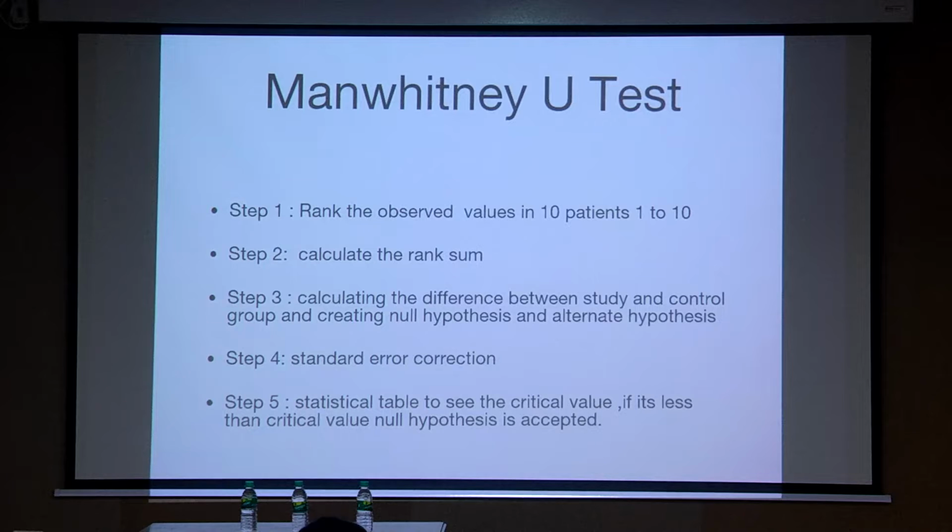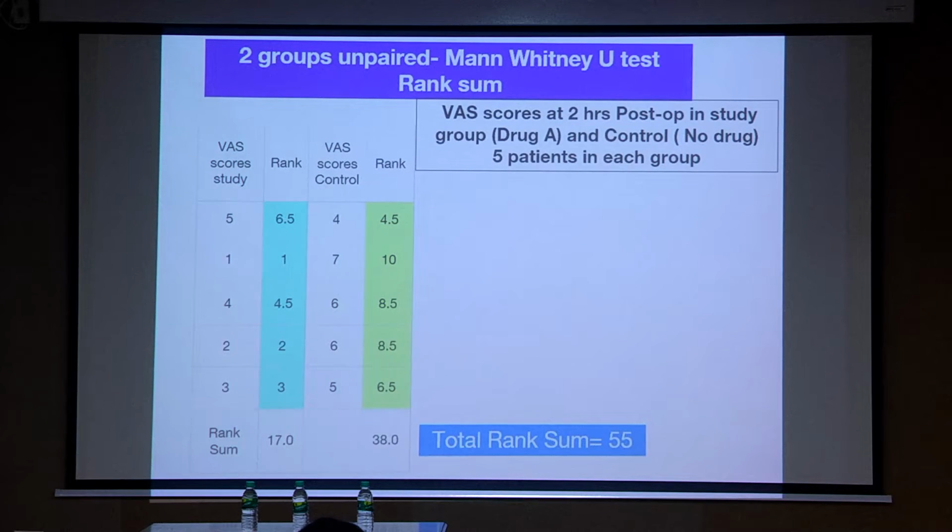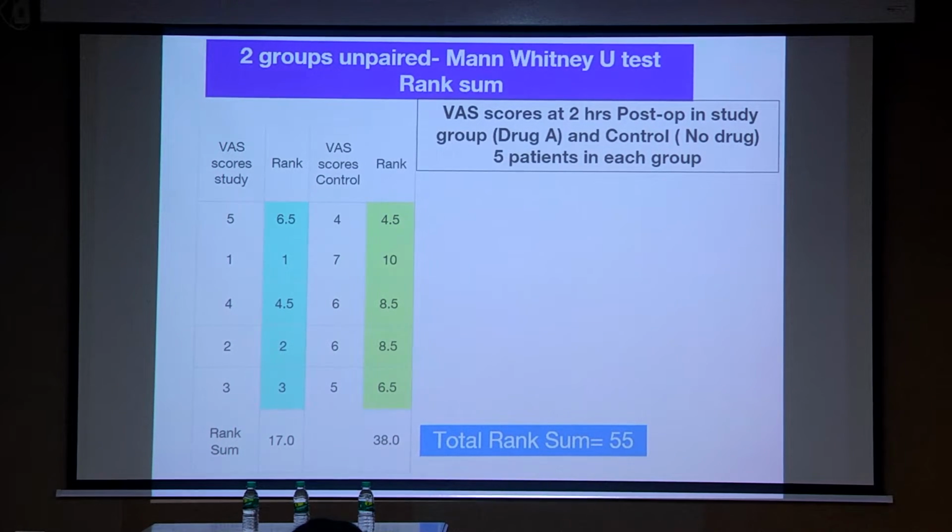So the first step is to rank the observed values in the 10 patients from 1 to 10. After ranking, we have to calculate the rank sum. This is the second step. If there is a tie at 5, the rank is 6.5. The total rank in the paracetamol group, for the visual analog score, is 17.